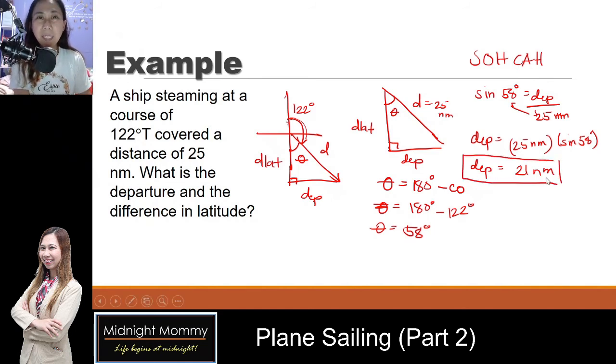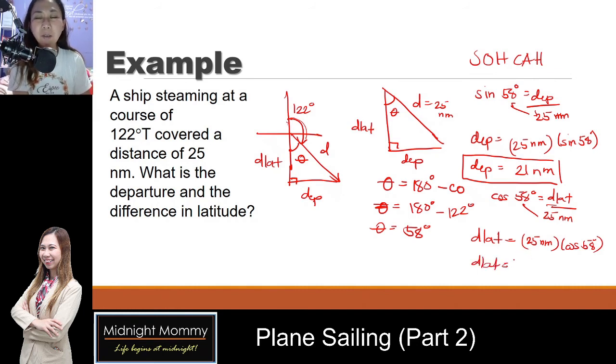So, this time, gawin naman natin yung ating cosine. So, this one is cosine 58 degrees equals, so ang ating adjacent side dito sa angle theta is d lat. So, d lat over the hypotenuse which is the D. So, yan ay 25 nautical miles. So, again, para ma-solve natin ang d lat, so just cross-multiply. So, magiging 25 nautical miles times cosine of 58 degrees. So, pag ni-round off natin yung sagot natin dito, this one is equal to 13 nautical miles.